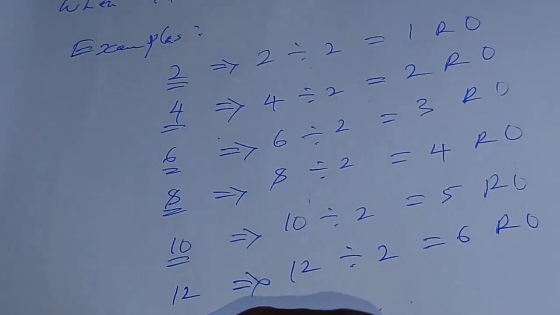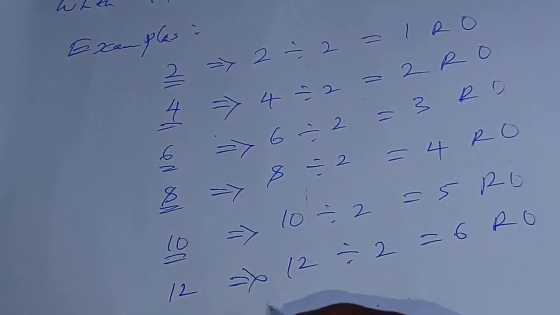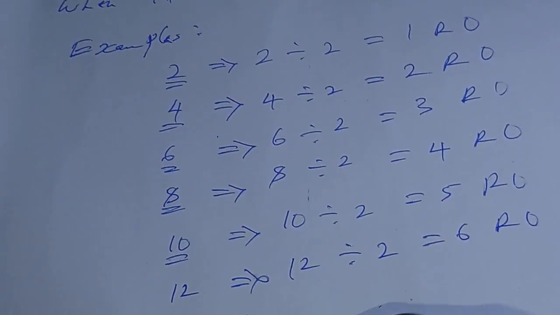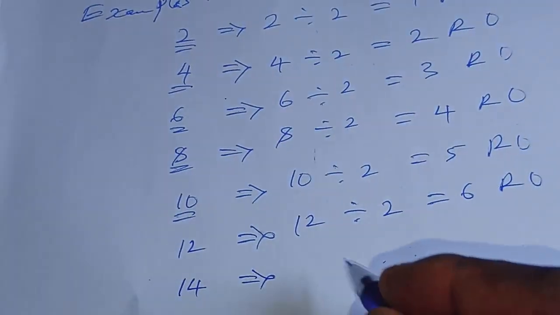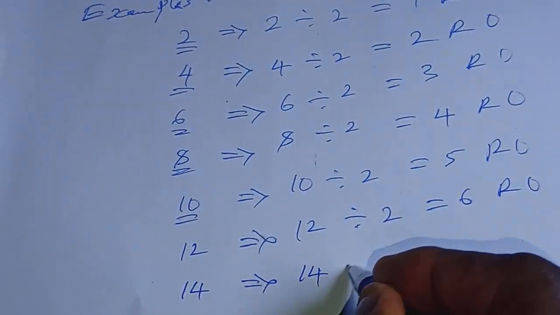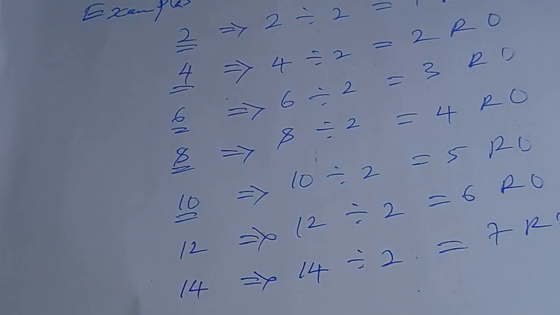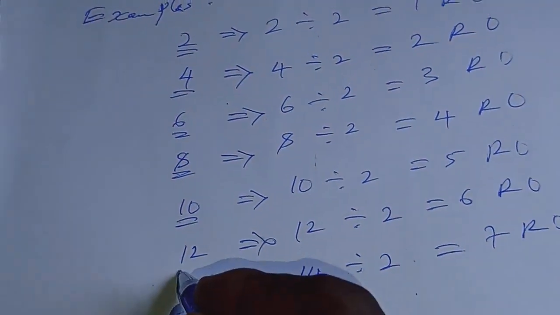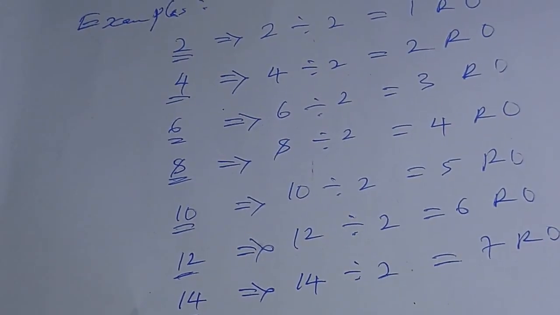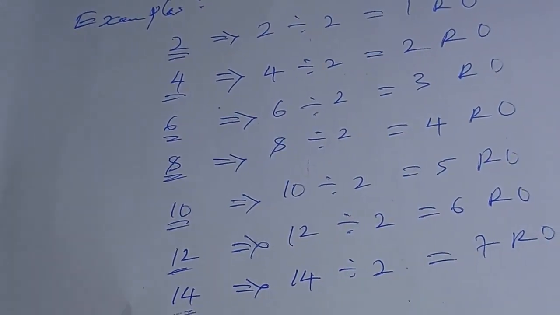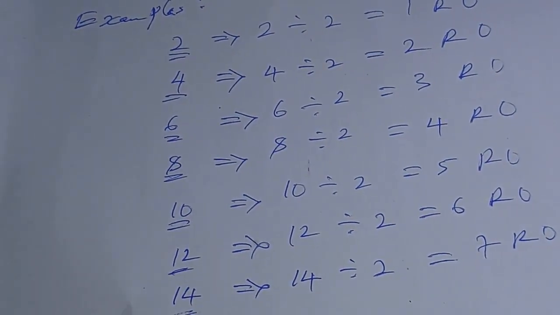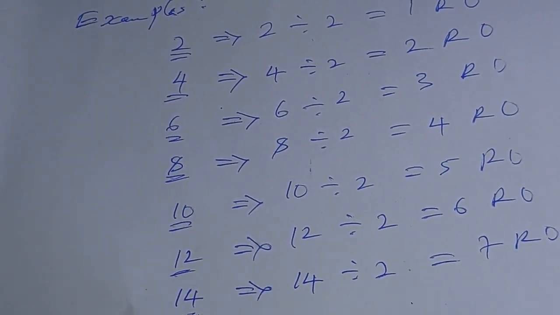So finally, to conclude, let's put 14. That's the next. 14 is an even number because 14 divided by 2 will give us 7, remainder 0. You divide 14 by 2, you will get a perfect quotient 7 without a remainder. That's why 14 is an even number.